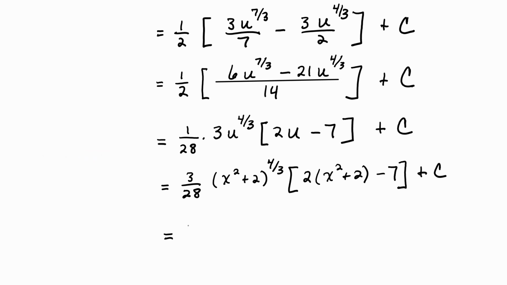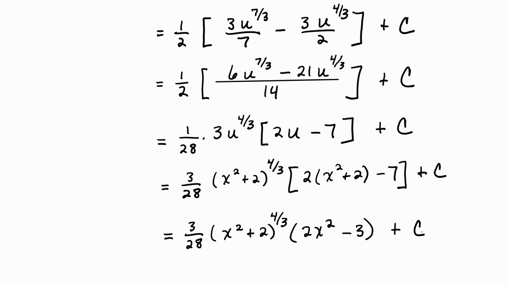Simplifying, we get 3 over 28 times x squared plus 2 to the 4/3 power times the quantity 2x squared. Then we would get plus 4 and minus 7, so that's a minus 3, plus c. And thankfully, nothing else factors, so we're finally finished here.